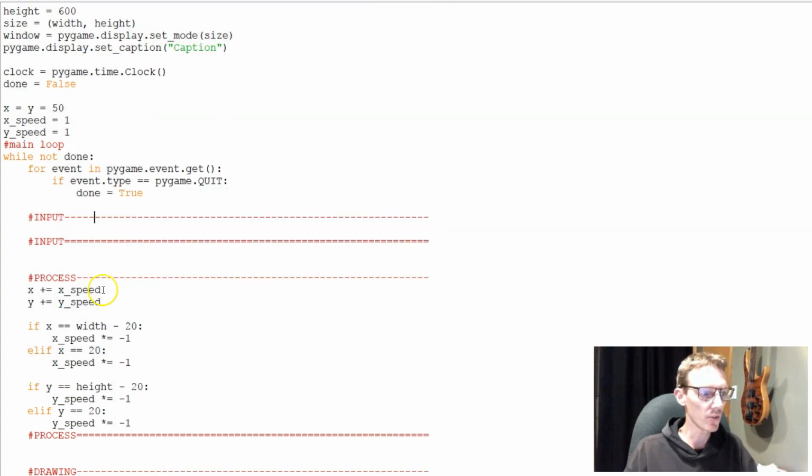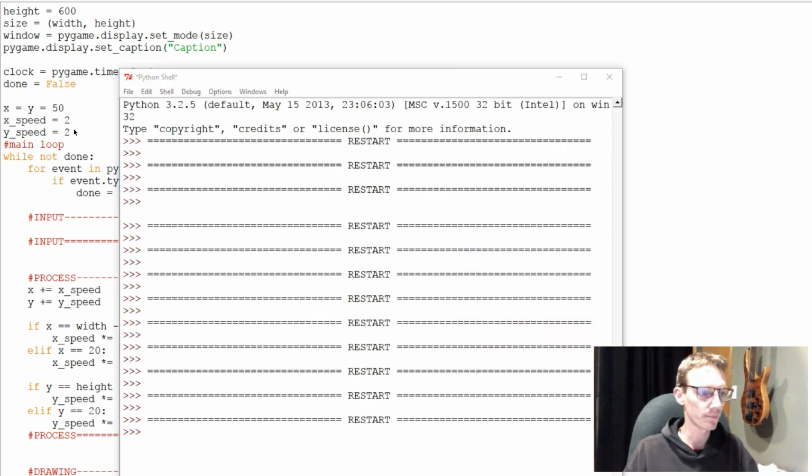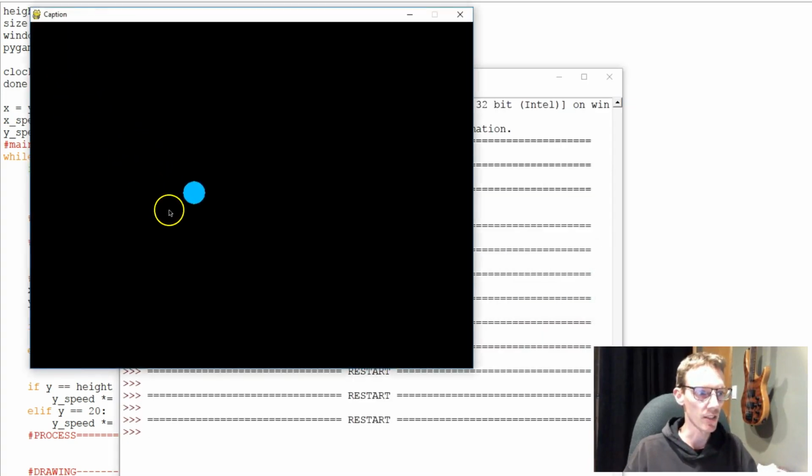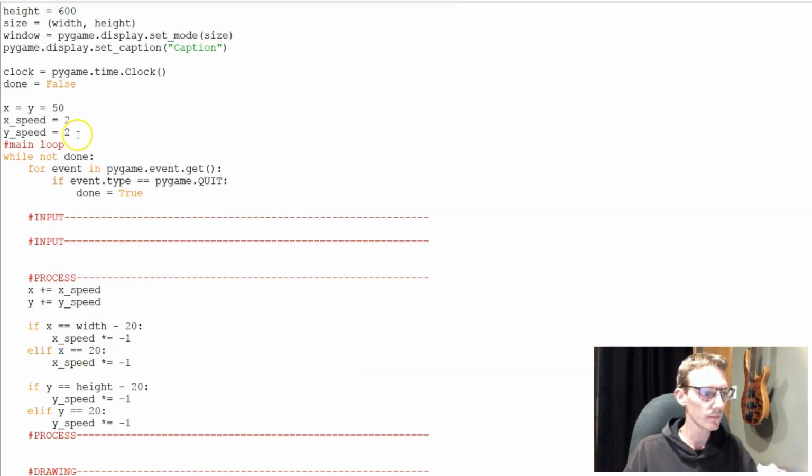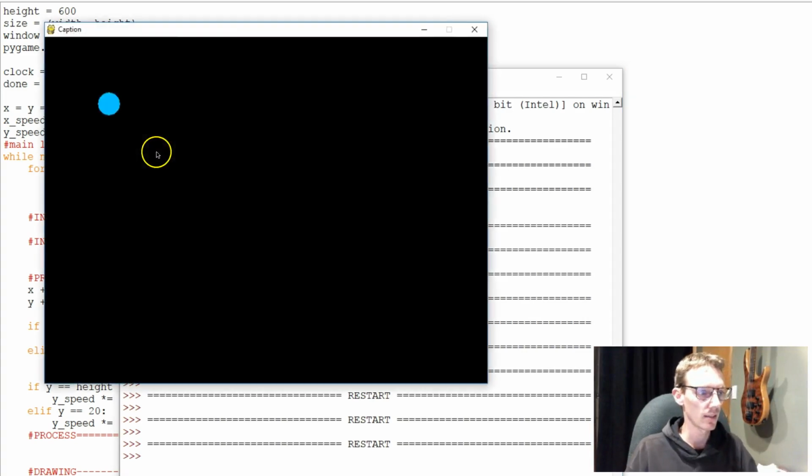Now if I were to change my speeds up here to, let's say, 2, this should still work pretty good. Just the ball's going twice as fast because it's moving 2 pixels each time rather than 1. And you can see it's bouncing pretty nicely. Now what's going to happen if I change my speed to 3? So let's try it out. Change my speed to 3, so I'm just speeding it up a little bit more.